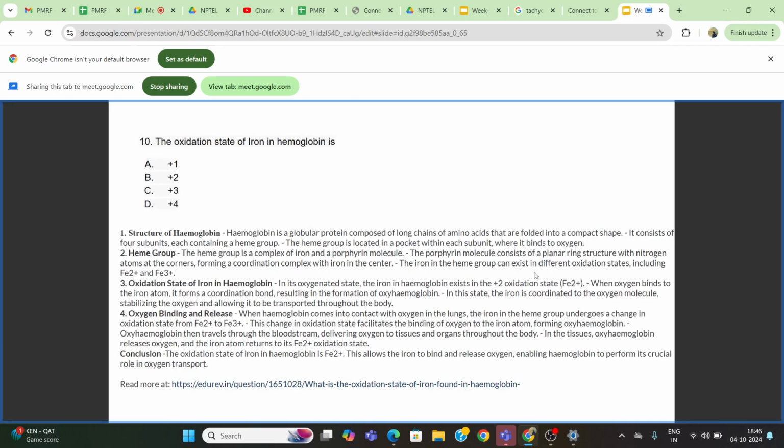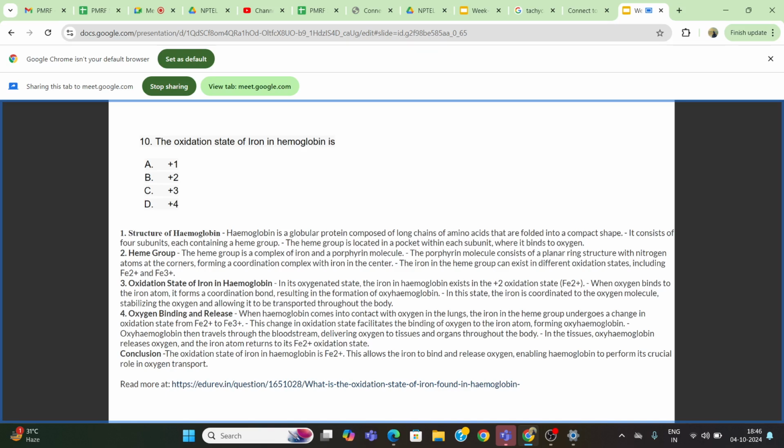So, what is hemoglobin? Hemoglobin, as we all know, is a globular protein and it consists of very long polypeptide chains. Mainly hemoglobin consists of four subunits, and each subunit contains a heme group separately. This heme group is located in a pocket within each subunit, and this heme group can bind with oxygen.